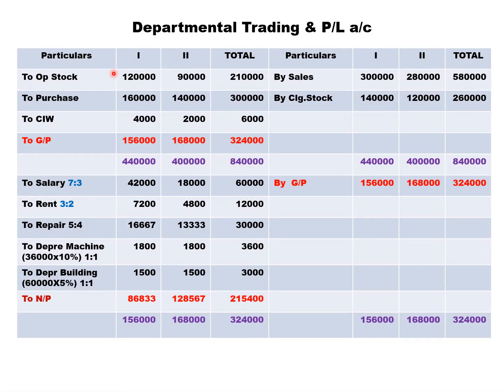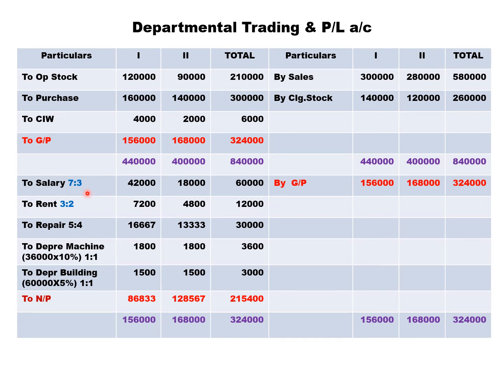So students, take opening stock as it is, purchases as it is, carriage inward as it is, sales as given in the trial balance, and closing stock. Total 4,40,000 and 4 lakh. You get gross profit 1,56,000 and 1,68,000. Bring down that gross profit to the PL account.